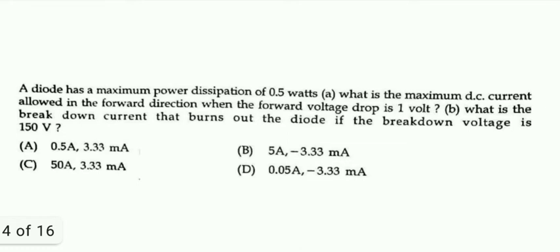And the next question is, a diode has a maximum power dissipation of 0.5 watts. What is the maximum DC current allowed in the forward direction when the forward voltage drop is 1 volt? What is the breakdown current that burns out the diode if the breakdown voltage is 150 volt?